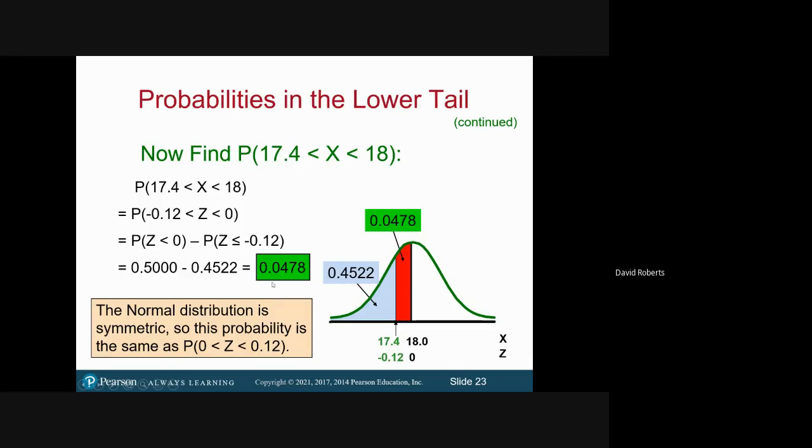The area below, remember, it goes infinite, but the area below 17.4 is 0.4522. So 45.22% of the time, you will have less than 17.4 seconds. 4.78% of the time, you will have 17.4 to 18. So you can find the area underneath the curve between any 2 points that you want.